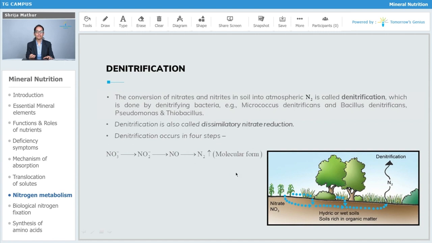Now after the nitrification, the next process that comes is denitrification. So what is it? The conversion of these nitrates and the nitrites in the soil into atmospheric N2 is called denitrification. It is done by the denitrifying bacteria. Micrococcus denitrificans and Bacillus denitrificans, Pseudomonas and Thiobacillus, all these are the denitrifying bacteria. Denitrification is also referred to as dissimilatory nitrate reduction. And here are the steps of how it is converted into molecular form again.